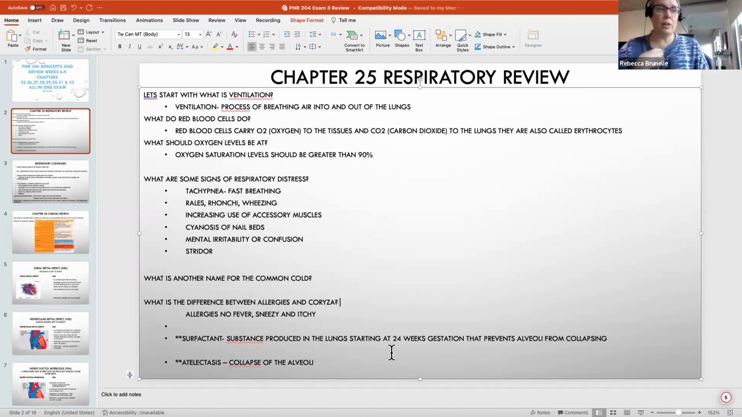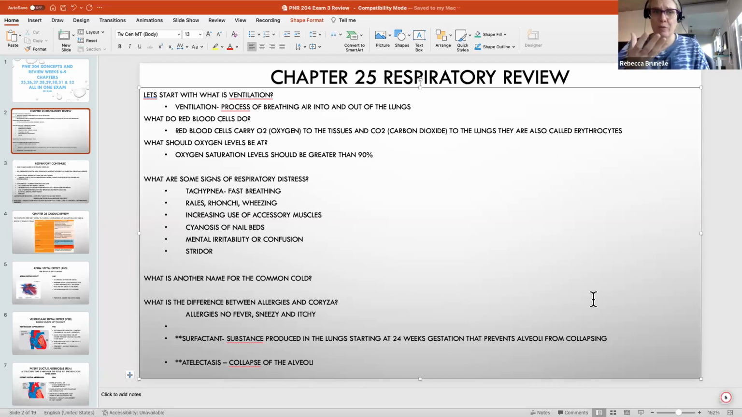So the lungs start developing around 24 weeks gestation. One of the reasons premature infants have a harder time than full-term infants is that their lungs are not fully developed if they're premature, because they don't even start developing until 24 weeks. So when they're born prematurely, they just don't have the same ability to oxygenate and ventilate as children that are more gestationally old. There's a specific substance produced by the lungs called surfactant.